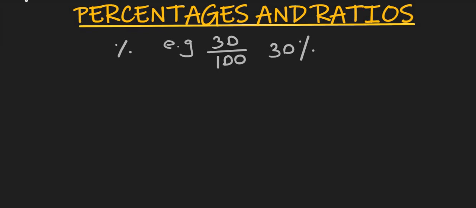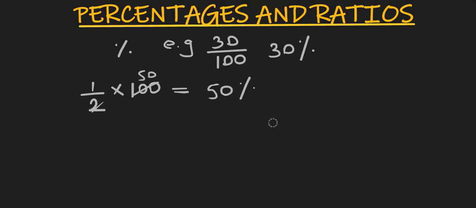Now, if we are to convert a fraction that does not have a denominator of 100, we just have to multiply the fraction by 100 to get the percentage. For instance, half as a percentage is 50%. Half multiplied by 100, 100 divided by 2, and that is 50%.